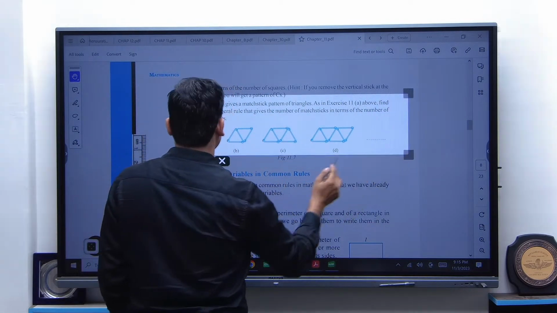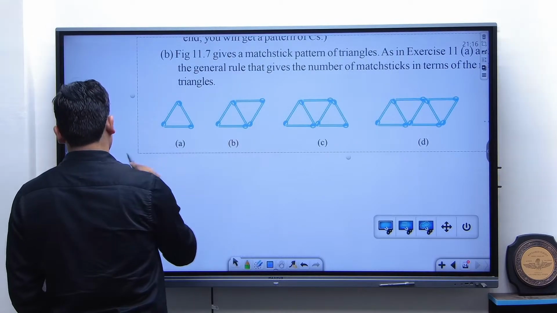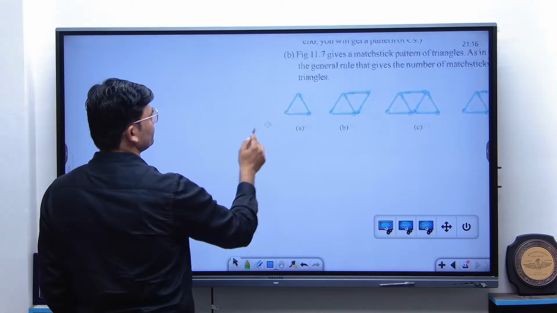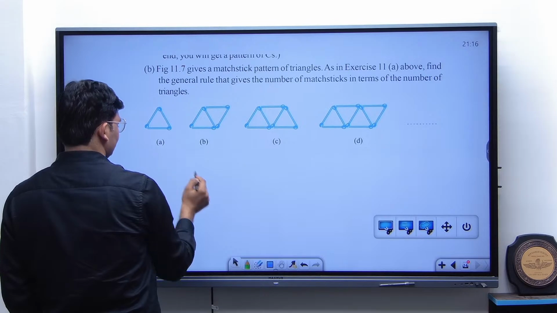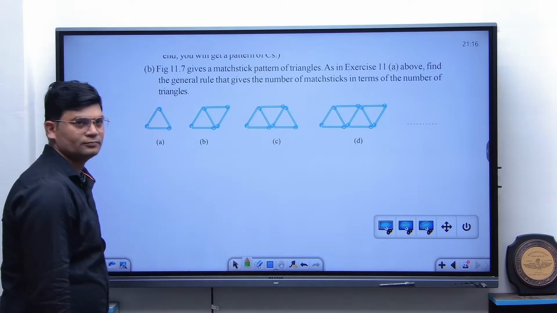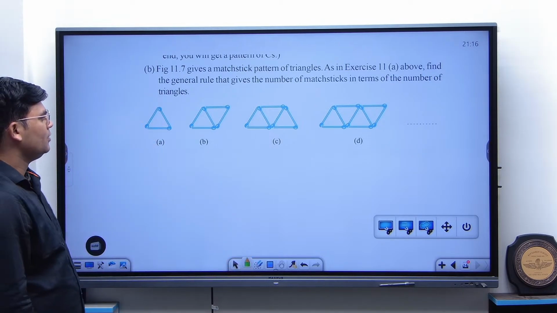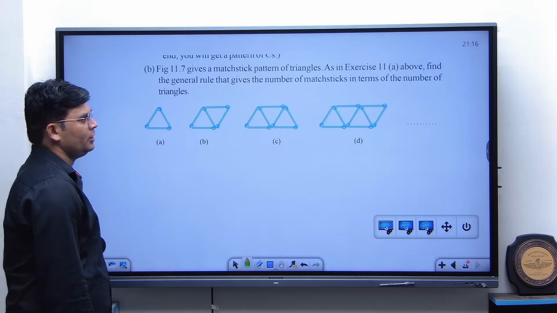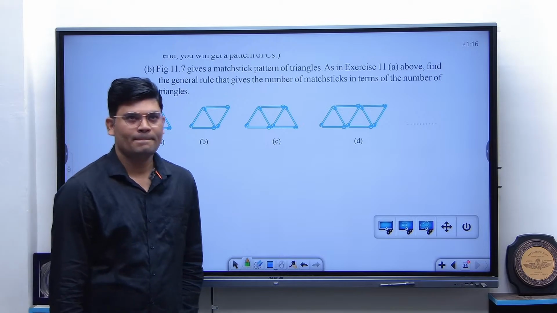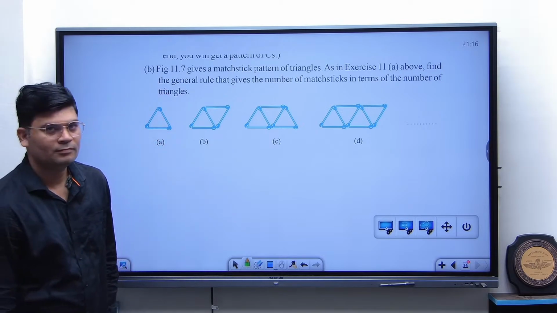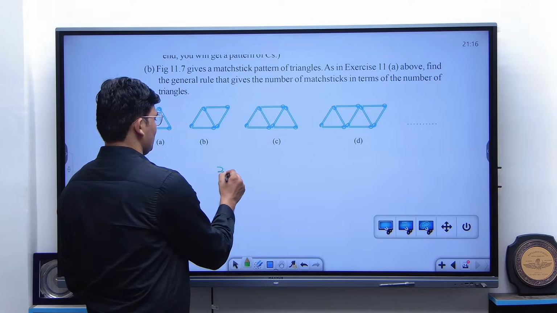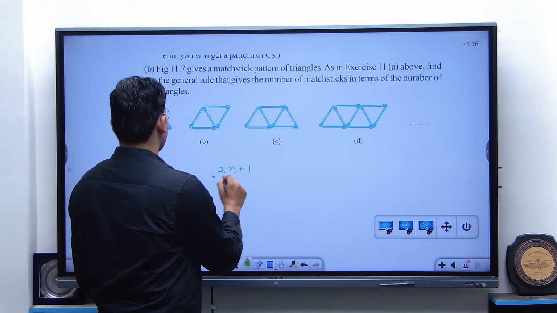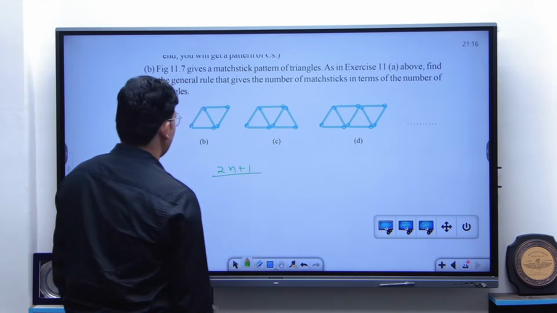Can you give me the answer for this? The number of matchsticks required in terms of the number of triangles. 2n plus 1.